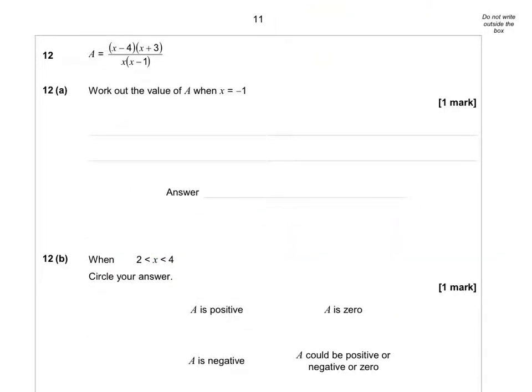Question 12 is quite tricky, two one-mark questions. So the first part is asking us to find out the value of A when x equals minus 1. So I'm going to go ahead and sub minus 1 into the equation that it gives us.